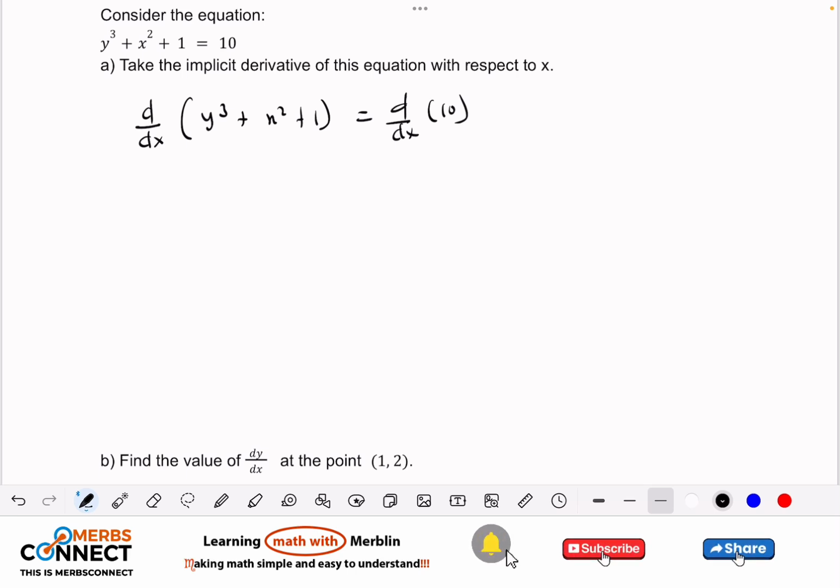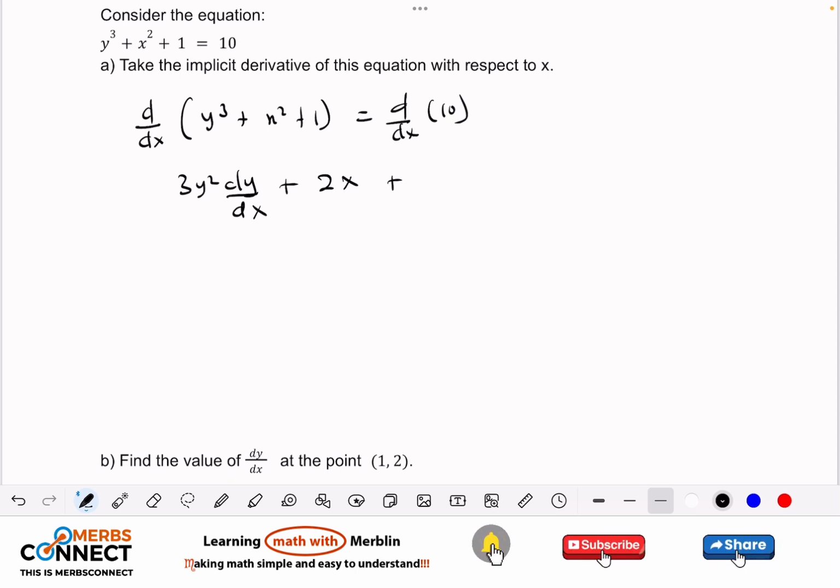So now when I differentiate y to the power 3, I'm going to have 3y squared, but I'll multiply it by dy over dx, as we just learned, right? Then plus, when I differentiate x squared, I'll get 2x. I'll multiply it by dx over dx because we are differentiating with respect to x. And dx over dx is 1, so that's all.